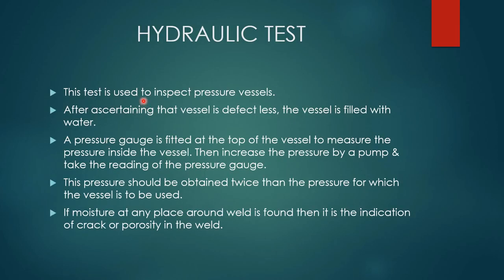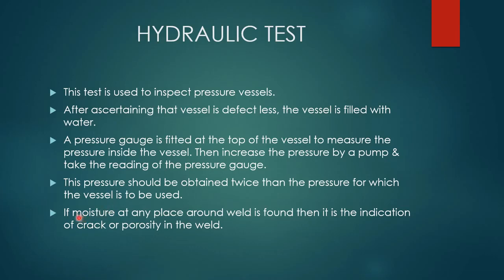Okay, the next test is the hydraulic test. This test is basically used to inspect pressure vessels. After ascertaining that the vessel is defectless, the vessel is filled with water. The name itself says we have to do a hydraulic test. That's why we have to use some liquid or anything in liquid form. So we are using water over here. We have to fill this vessel with water fully. A pressure gauge is fitted at the top of the vessel to measure the pressure inside the vessel. Then we have to increase the pressure by a pump and take the reading of the pressure gauge. This pressure should be maintained at twice the pressure for which the vessel is to be used.